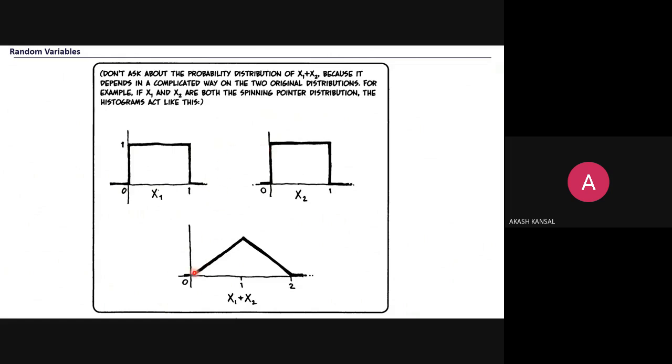If I talk about x1 plus x2, what is it going to be? This will be a graph like this, and it will take values 0, 1, and 2, and the area under this is going to be 1, because the total probability of any event cannot be greater than 1. The total has to be 1. I just wanted to show you how the probability distributions change if we combine random variables. Moving on.